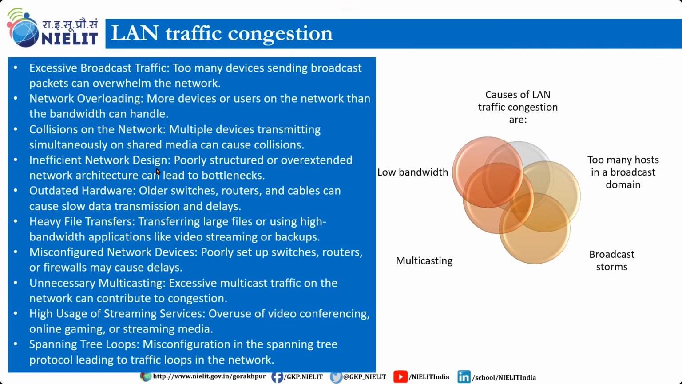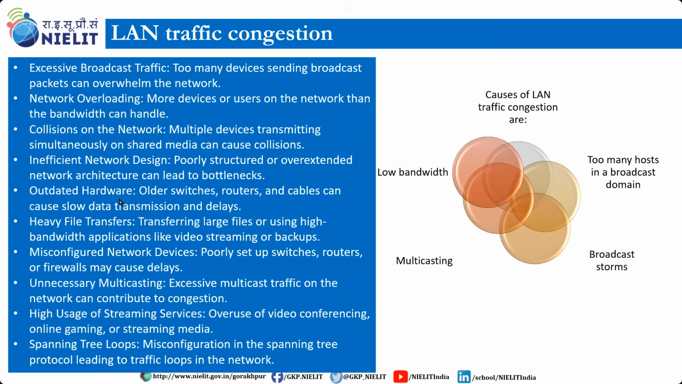Inefficient network design. A poorly structured, poorly designed network can result in LAN traffic congestion. You have not divided the large network into smaller ones. You have forcefully connected 3000 computers with the help of multiple switches. It is a very bad example of network design in which 3000 computers are connected with 20 different switches, and all switches are continuously connected with each other. Then there is outdated hardware.